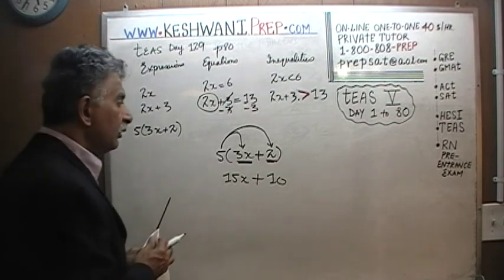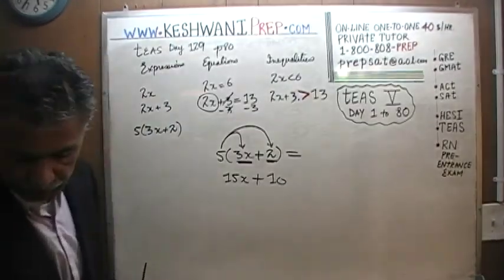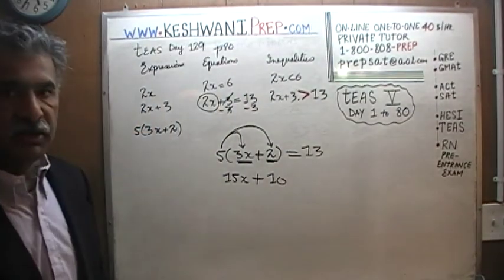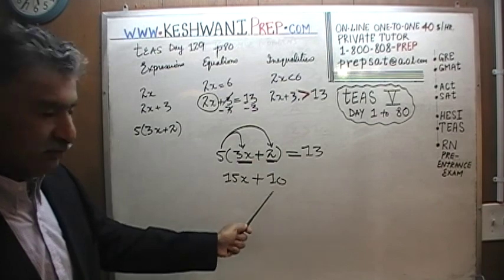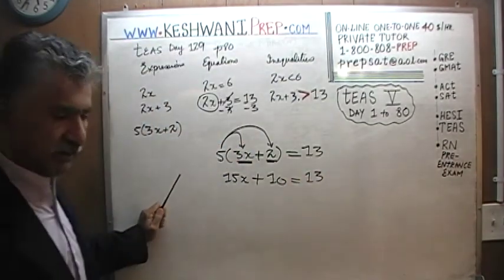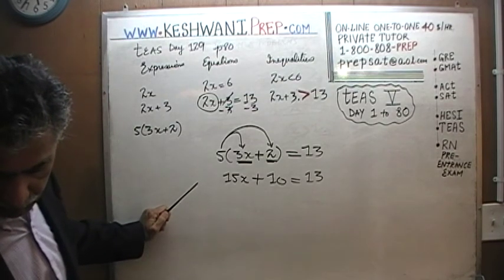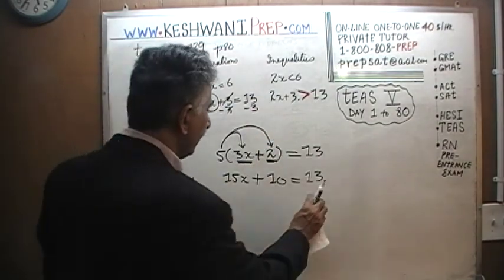Now, if we were to introduce an equal sign, let's say is equal to 13. In which case, we can find a solution. So first we distribute the 5, we get this on this side, we bring the 13 down. Watch what happens. We bring the 13 down. Does it say 13? No, it doesn't say 13. That's not what I meant to say.